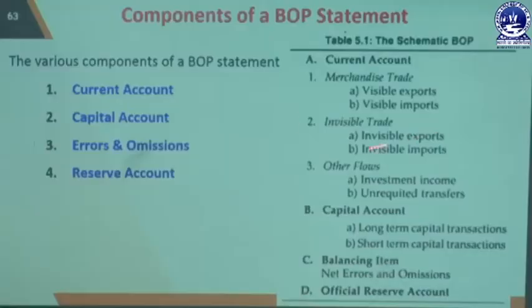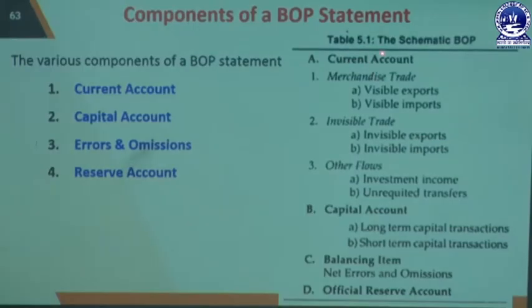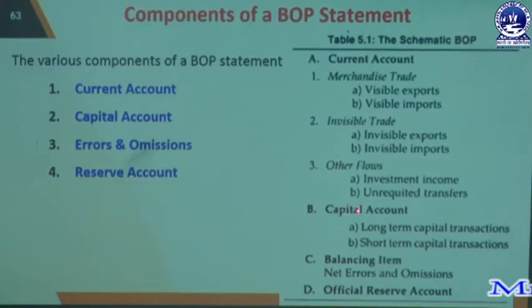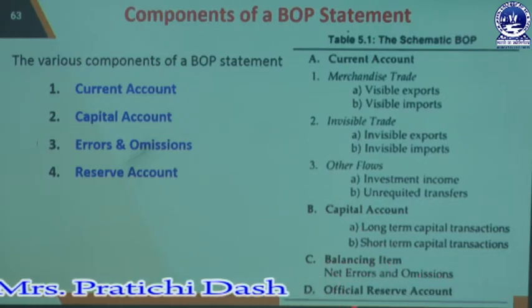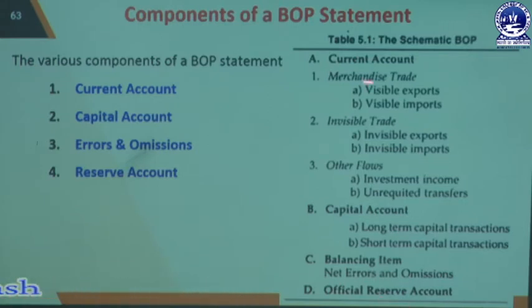So these are the components of balance of payment. Balance of payment contains the current account, capital account, reserve account, and errors and omissions. So these four make up the balance of payment statement. The statement represents the current account, the capital account, the balancing item which includes net errors and omissions, and the official reserve account. So the current account contains mercantile trade, invisible trade and other flows.